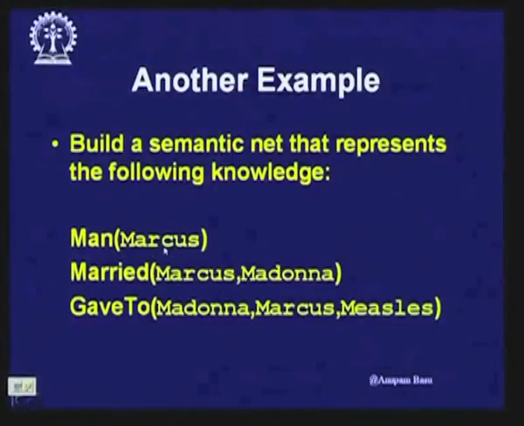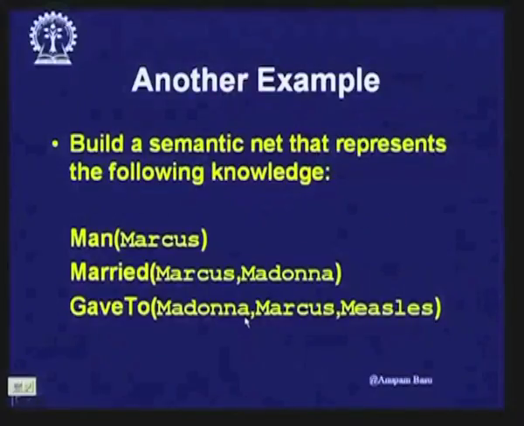Man Marcus, that means Marcus is a man. Married Marcus Madonna. So, Marcus is married to Madonna. So, these are, you see, propositions. Gave to Madonna Marcus measles. That means Marcus was infected by the disease measles because Madonna had it. So, Marcus got it from Madonna, all right.